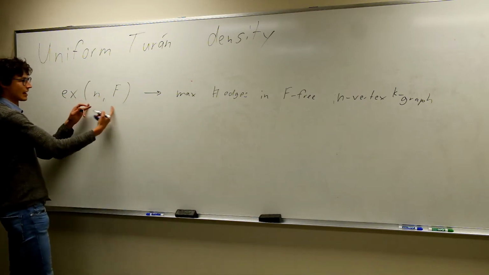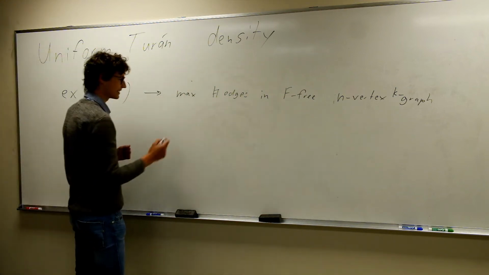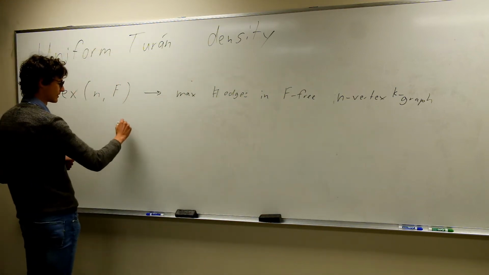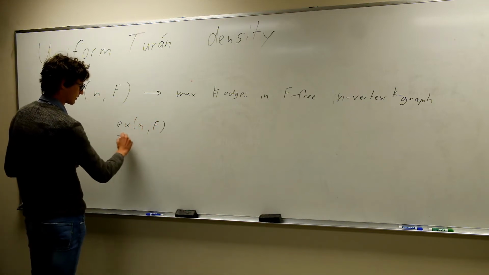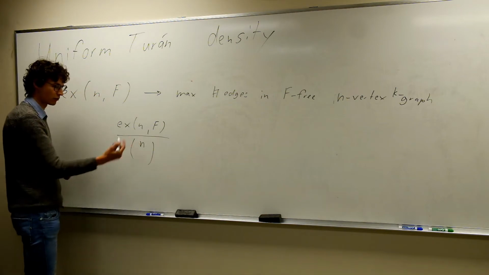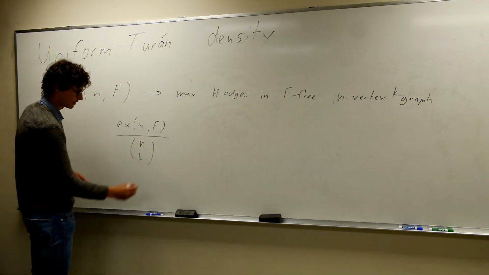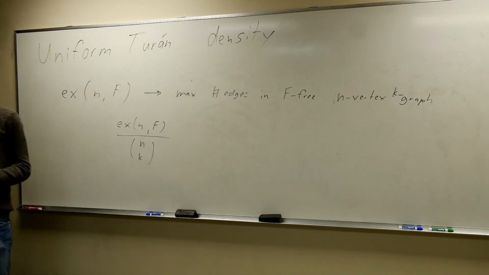And so this is the number of edges, and if we want to go to the density, we define the density of it. So we divide it by all edges, and all edges are the number of vertices n, and you choose k because it's a k-graph. So in the graph case, it's n choose 2.